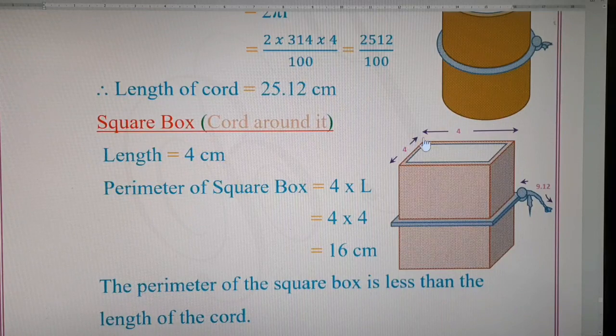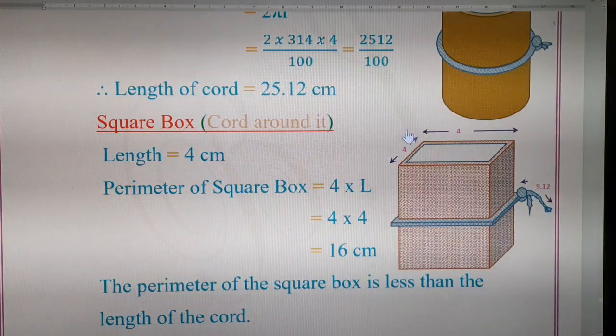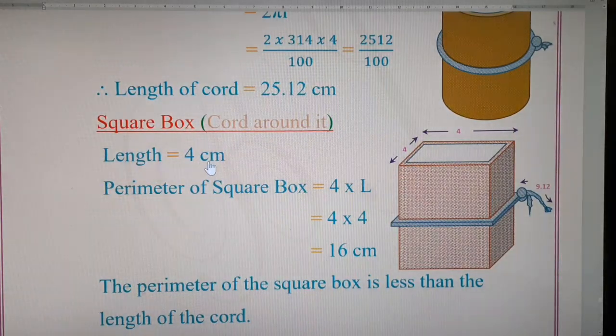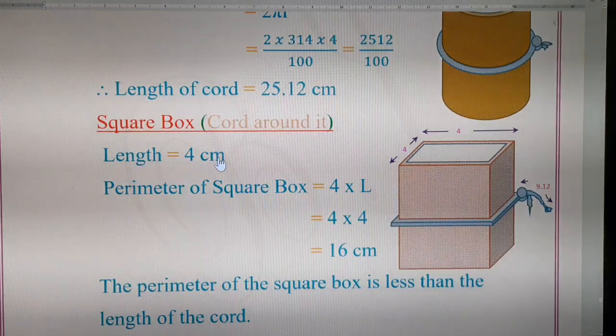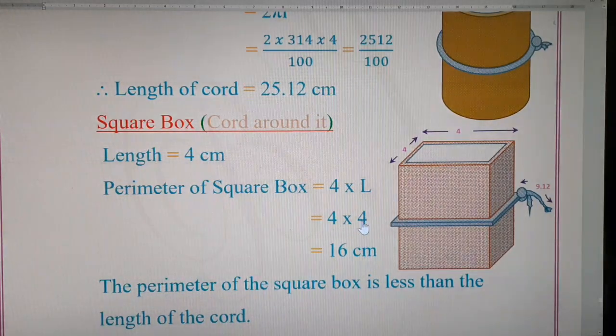It is a square box. That means the length and the breadth will be same. And the length of the square box is given as 4. L is equal to 4. So here instead of L we will substitute 4.